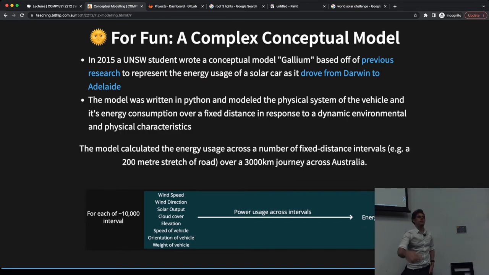The only way to solve this, and I was lucky enough to help with this, but most of the work was done by a far, far smarter UNSW student who wrote an entire piece of software, which was written in Python, but Python and JavaScript are basically the same thing.